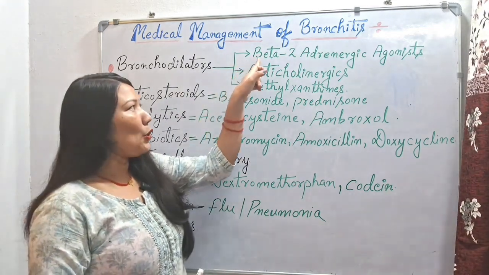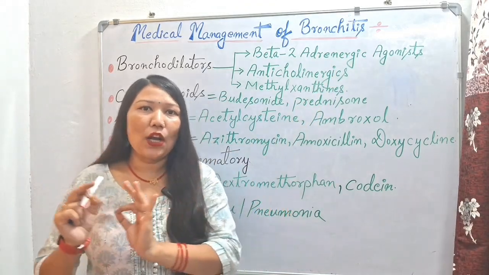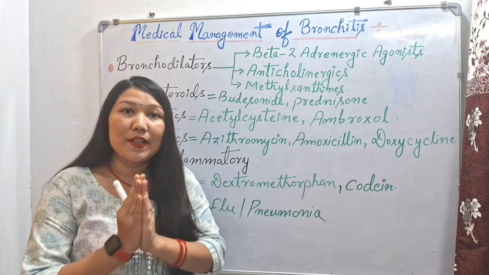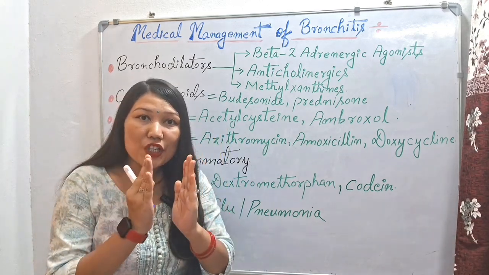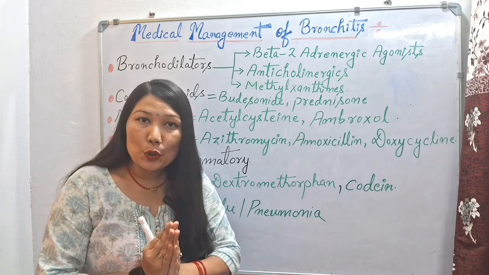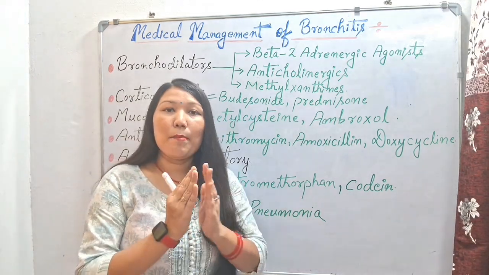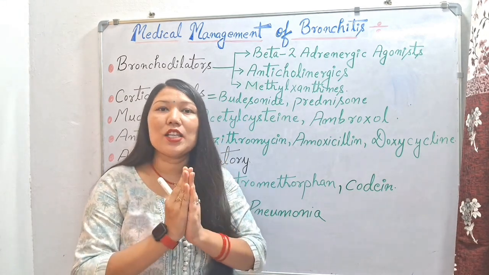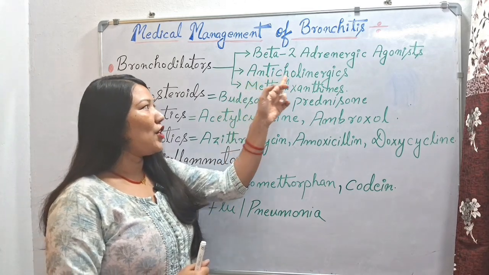First we have beta-2 adrenergic agonist. This beta-2 adrenergic agonist will block the adrenaline receptor, because this adrenaline receptor is doing the contraction of the bronchi and bronchioles. So by giving beta-2 adrenergic agonist, the bronchi and bronchioles diameter will get widened and the smooth muscles will get relaxed.